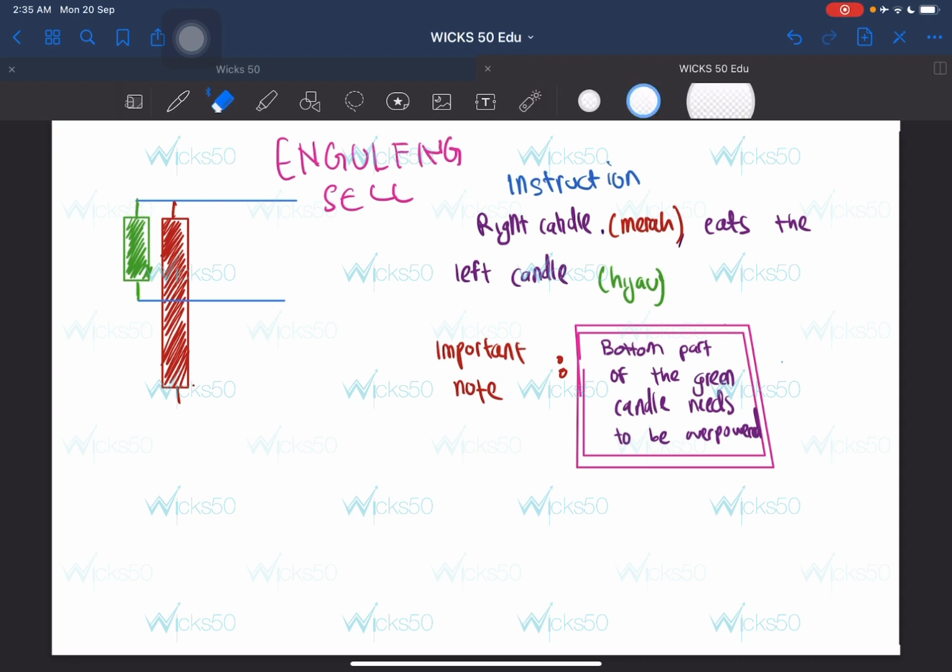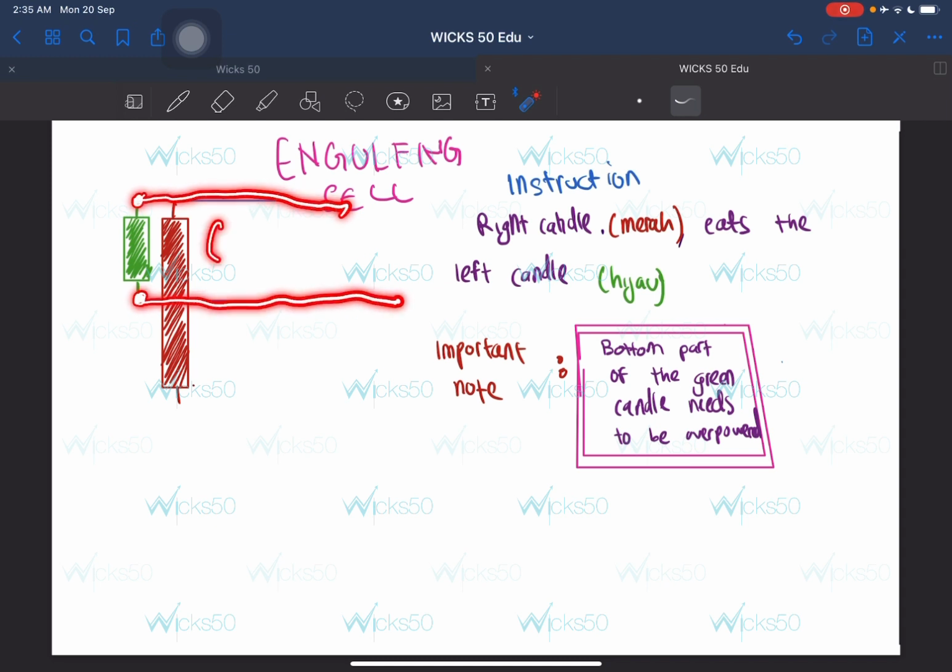Meaning, if it's a seller's engulfing or engulfing sell, the body of the red candle has to overpower the lowest point. So then we just take the lowest point of this candle till the highest point of this candle, and mark that zone. So this is an engulfing sell zone, but potentially we could look for a sell.